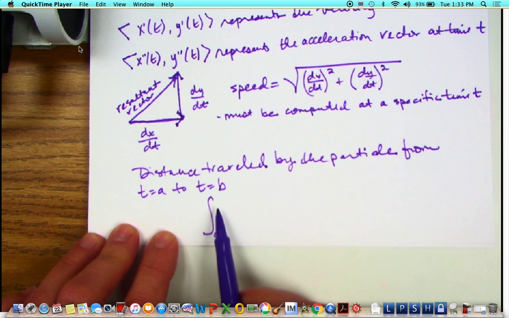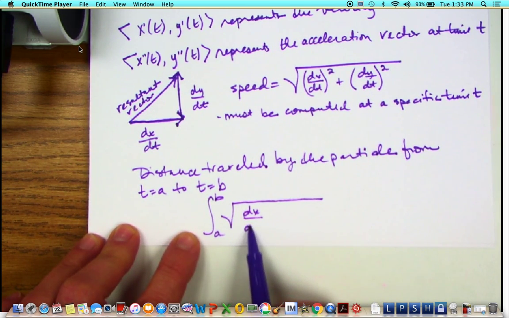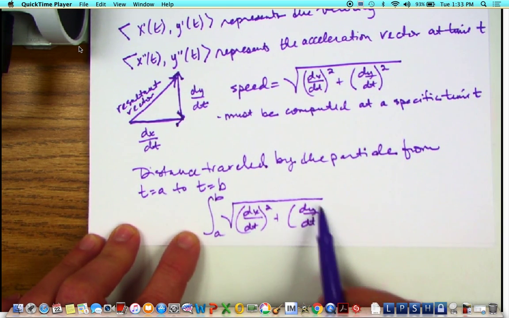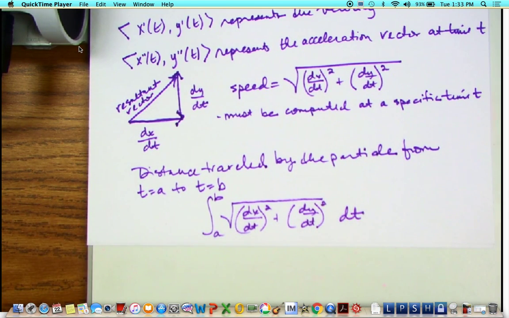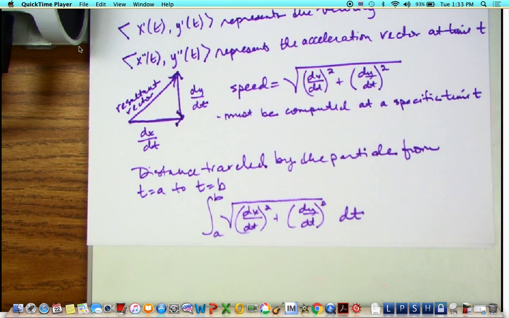Integral from a to b, square root of (dx/dt) squared plus (dy/dt) squared. So that looks exactly like what? The arc length of a parametric, right? And that's why the problems get all mixed together. It's pretty simple. All right, so I'm going to give you this handout, and this is where our examples are going to be. The examples would take a while to write, so I've typed them for you.